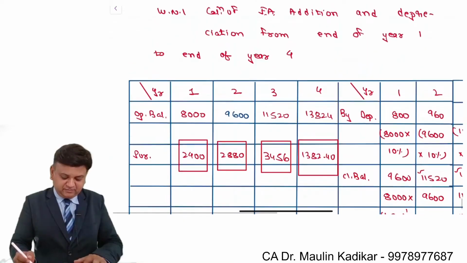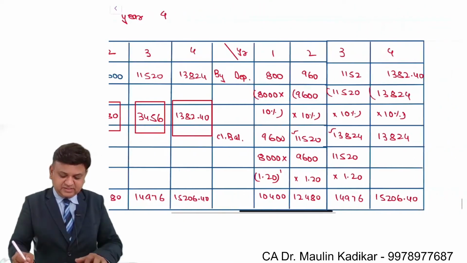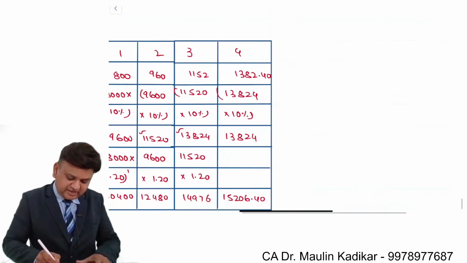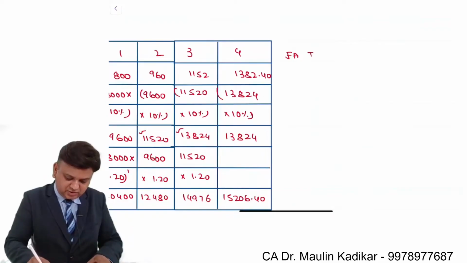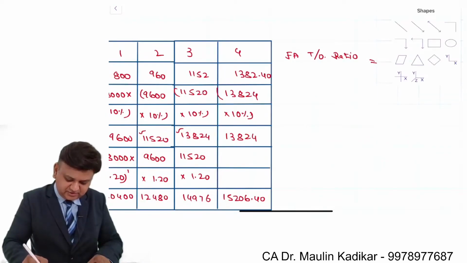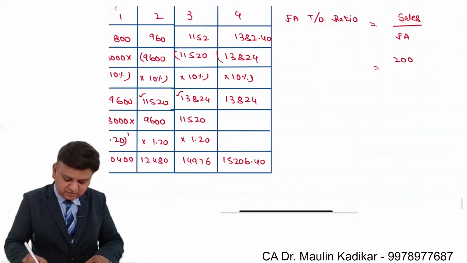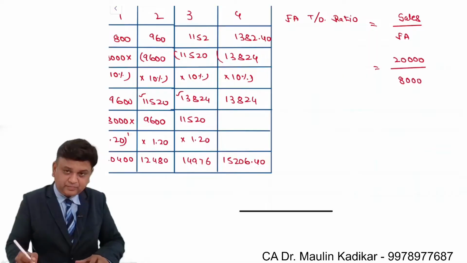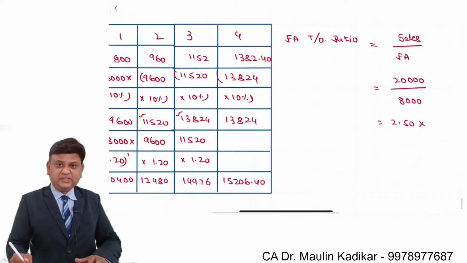Before we proceed for the working capital working note, you can see that the sales of the company is 20,000 and fixed asset is 8,000. So we can have a kind of understanding like this. Instead of the total asset turnover ratio, you can compute the fixed asset turnover ratio. As far as the fixed asset turnover ratio is concerned, it can be calculated as sales upon fixed assets. What is the sales of the company? 20,000. What is the fixed asset? Fixed asset is 8,000. So what is the answer? Answer is 2.50 times. That is the fixed asset turnover ratio.